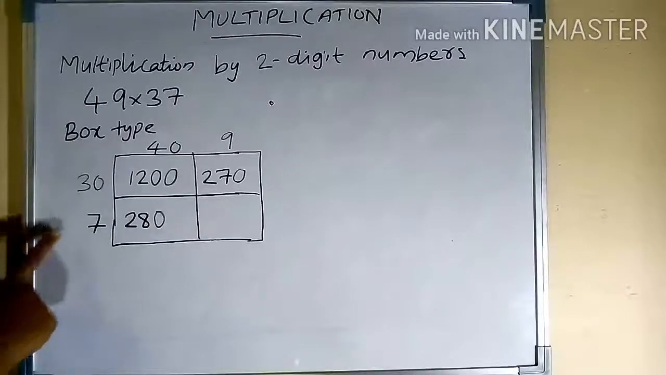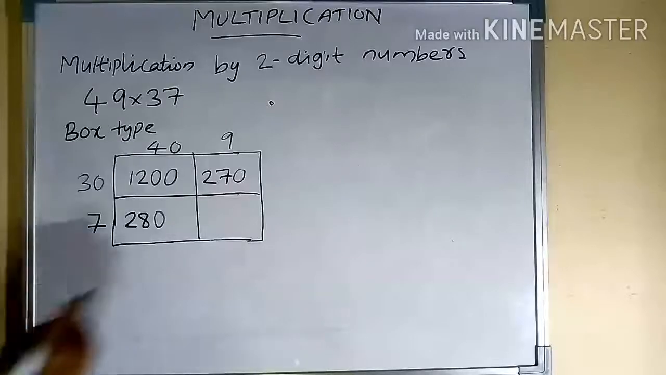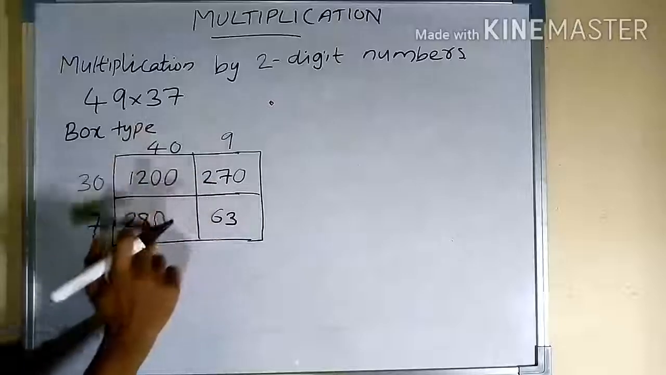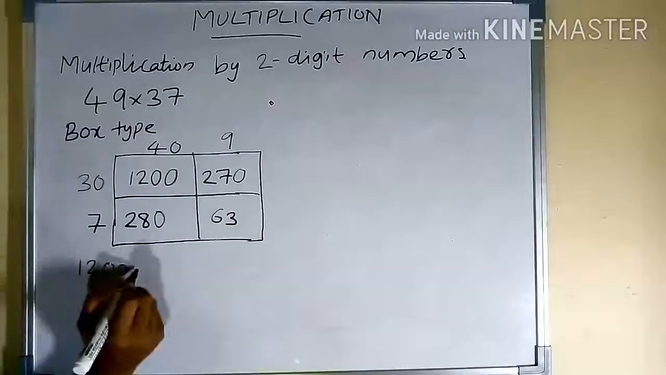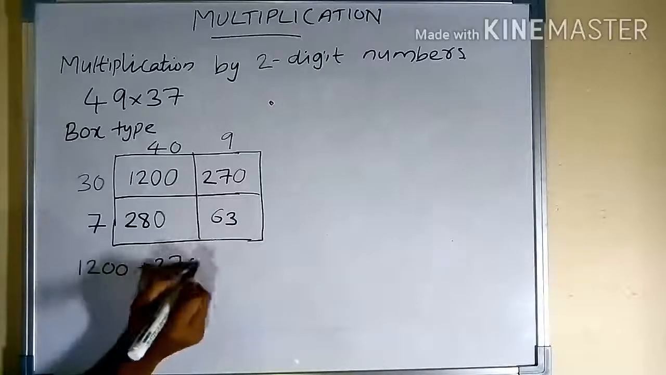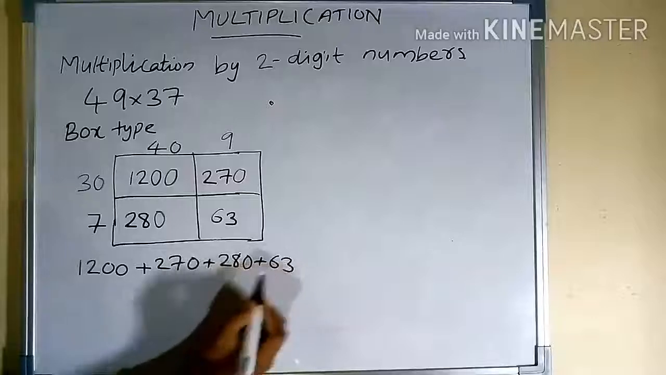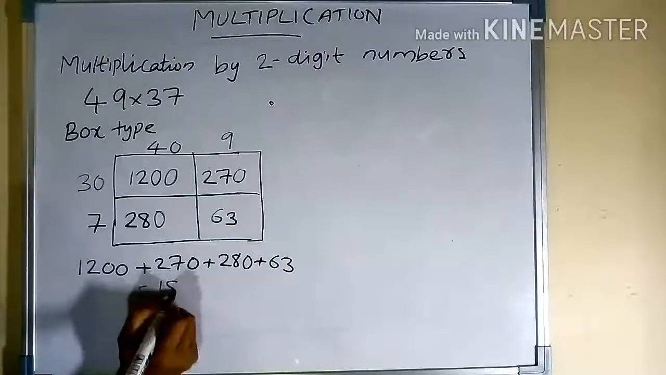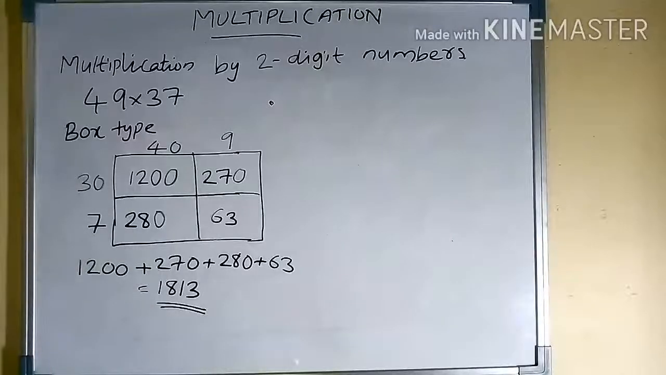Next we multiply 7 into 9. What is the answer? 7 into 9? 63. Okay. Next we add these four numbers. That is 1200 plus 270 plus 280 plus 63. Add these four numbers. What is the answer? Answer is 1830. This is the first method, box type method.